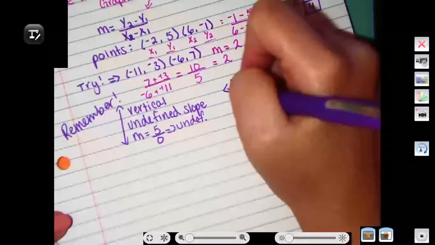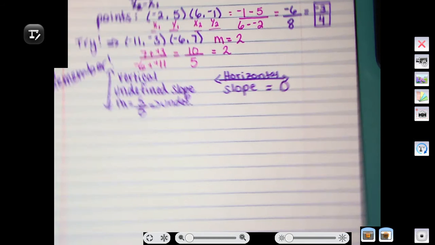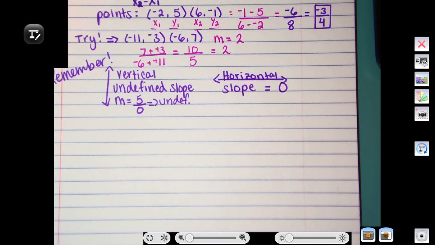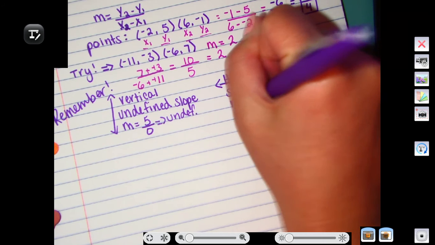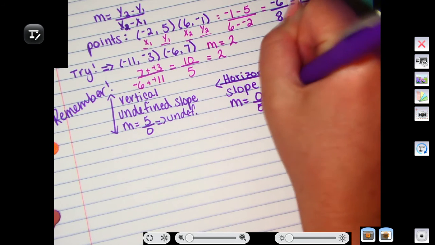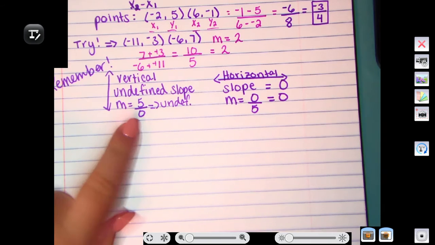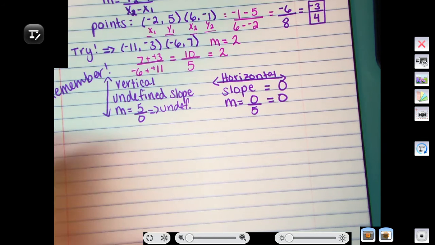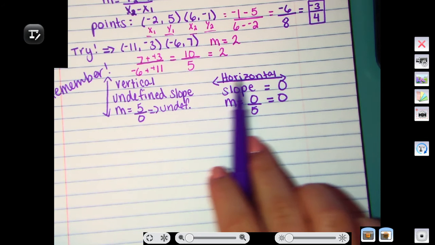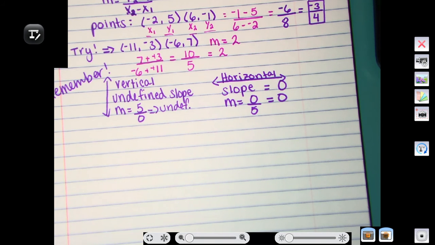So your slope equals 0. How does that look? That is when the 0 is on top. So if you were to have m equals 0 over 5, then your slope is 0. So see the difference here. If it's a 0 in the denominator, that's undefined. That's a vertical line. If it's a 0 in the numerator, that equals 0, and that's a horizontal line. So there's just no slope to this line. It is 0. Okay, so that's just a reminder from Algebra 1.